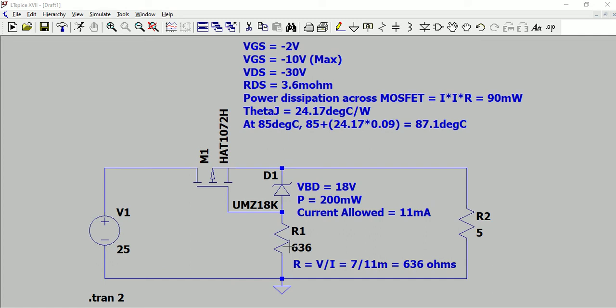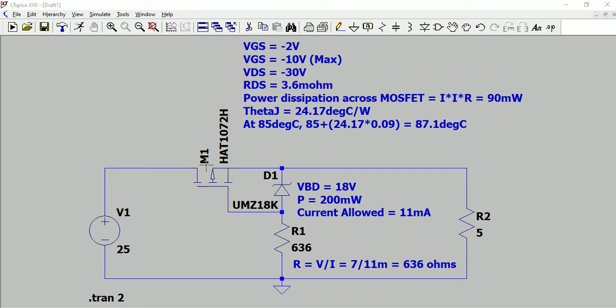Any wrong resistor calculation would lead to failure of the Zener diode. So we have used 5 ohms here to just provide 5 amps of current. So 5 into 5 will be 25, so 25 volts here. So I is equal to V by R, which is nothing but 5 amps will be the current. So this is how a simple P channel MOSFET reverse polarity protection circuit is designed.